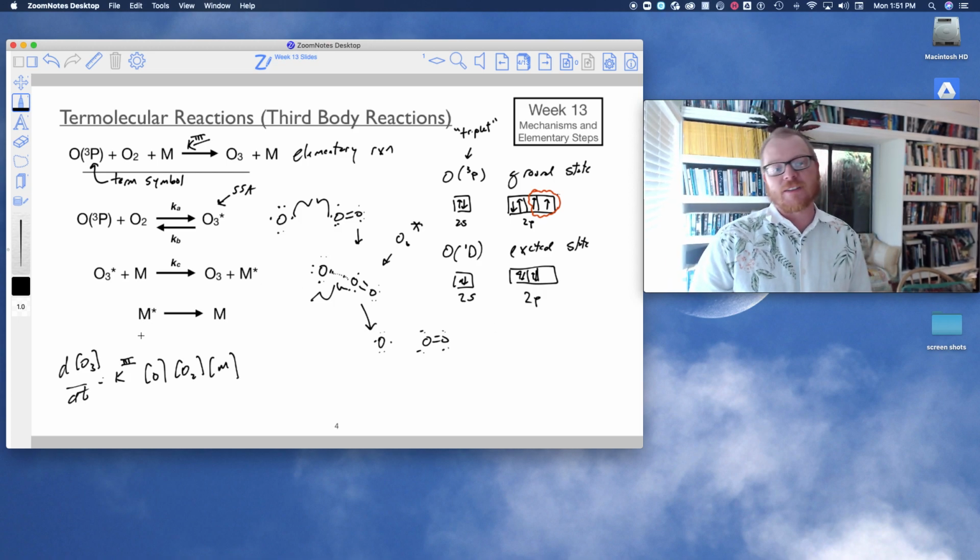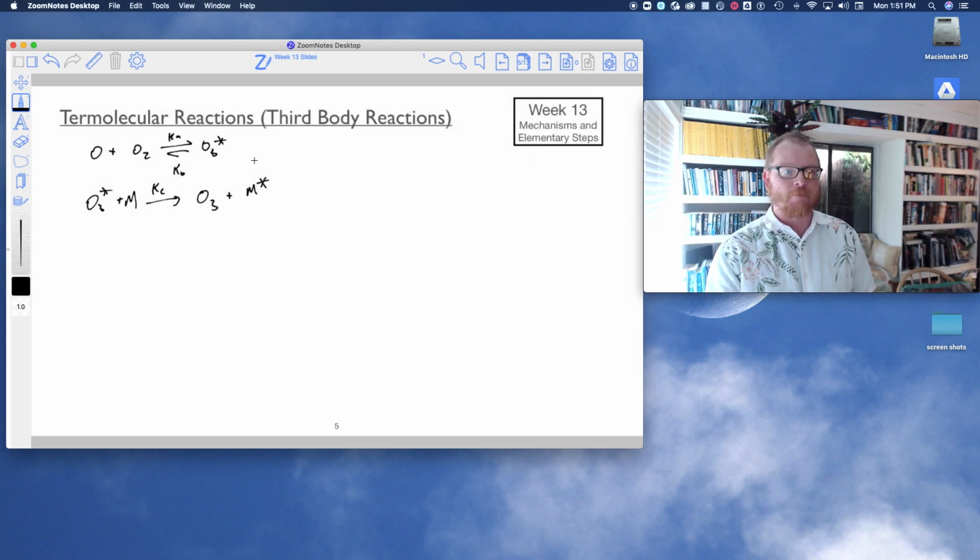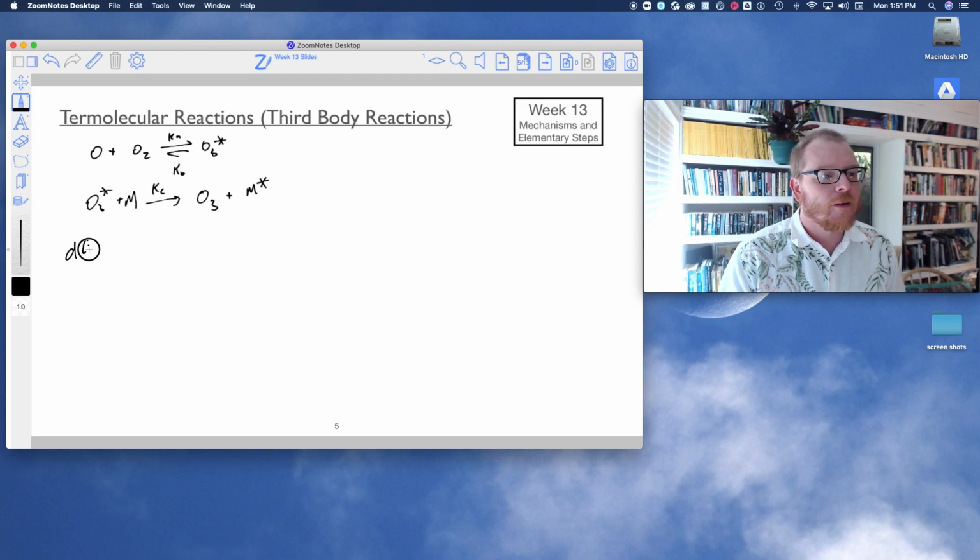And when M is something inert, like helium, its excited state doesn't matter. So we can ignore that, and that's why I don't even have a K for that reaction. Okay, so now let's put together the steady state approximation for O3 star.